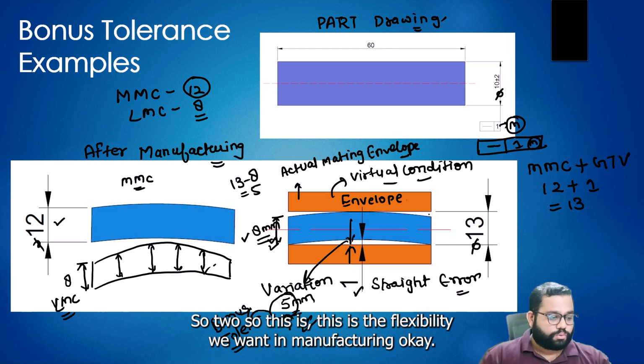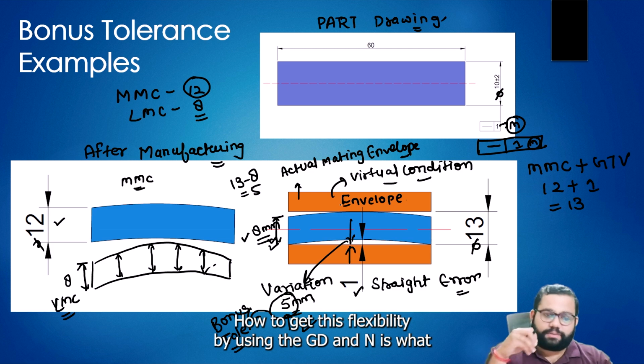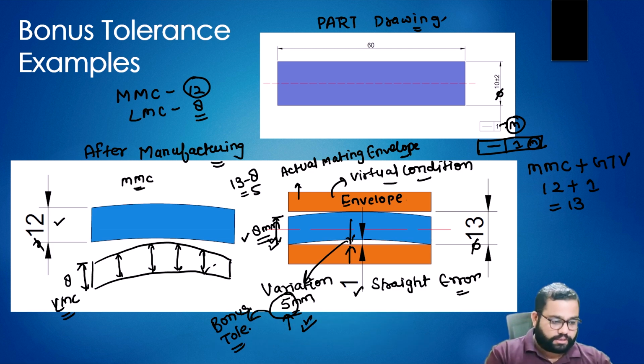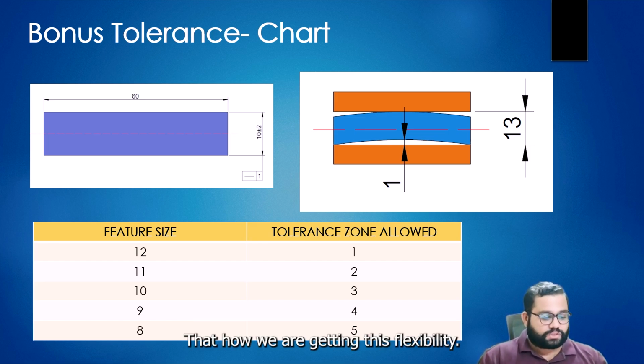So this is the flexibility we want in manufacturing, so that the scrap rate can be reduced. How to get this flexibility by using GD&T is what we are going to discuss in this chart, that is, how we are getting this flexibility.